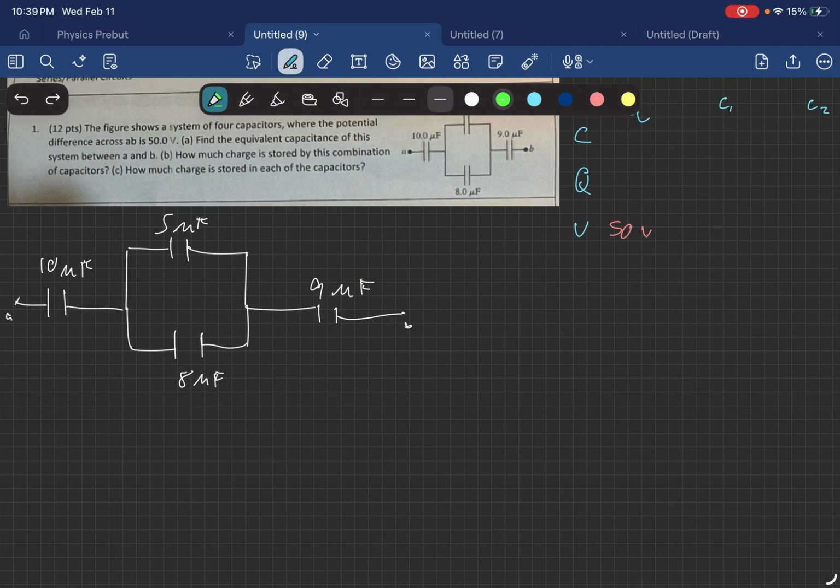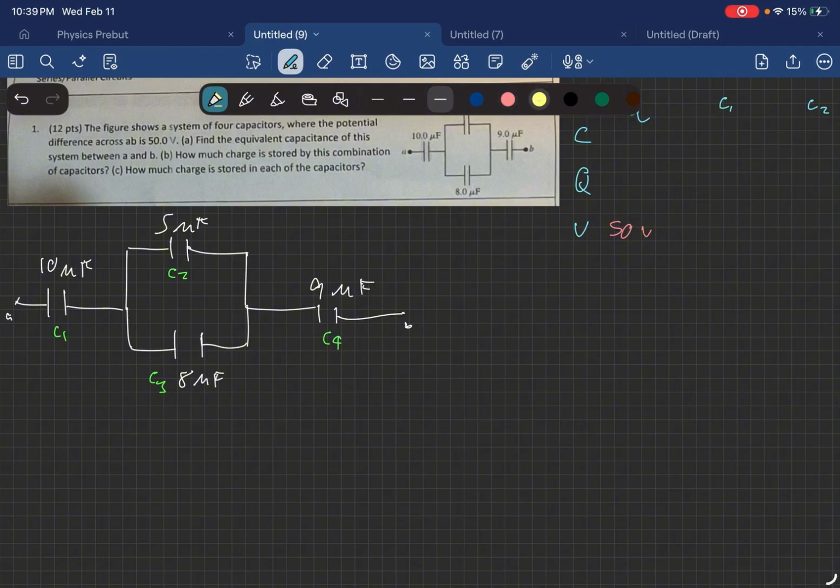Let's assign our values first. It doesn't matter, you can assign in any way you want. Let's just say this is C1, C2, C3, C4, because we got 4 capacitors. Let's analyze our circuit, guys.